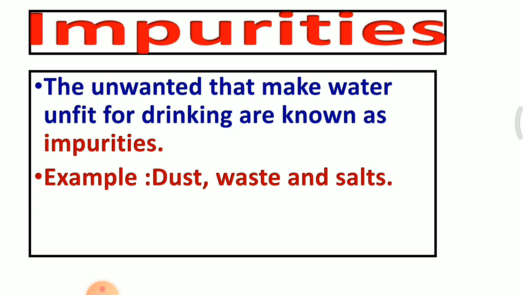Impurities are the unwanted things that make water unfit for drinking. Examples are dust, waste and salt. When dust, waste and salt are mixed with pure water, it makes the water impure. So these are called impurities. In this activity, we are going to learn how to remove these impurities present in the water.